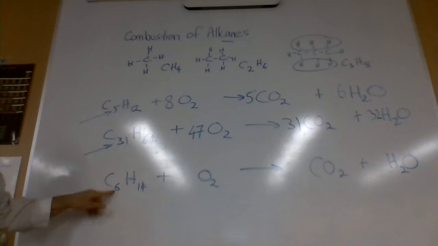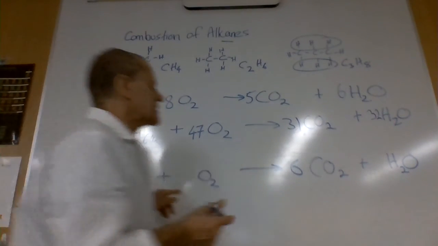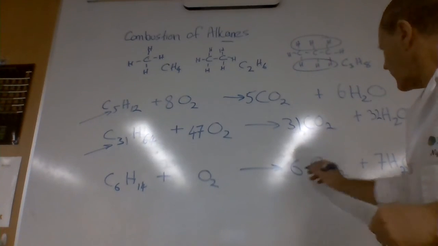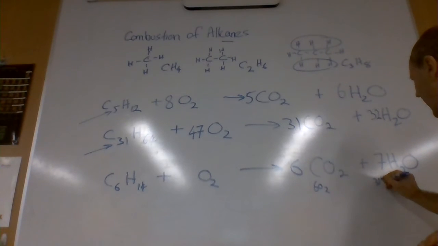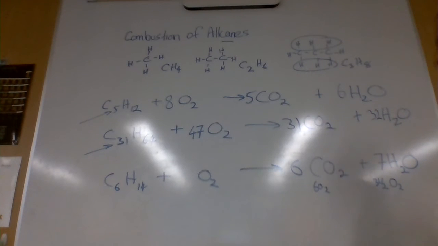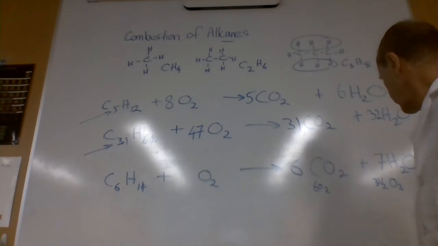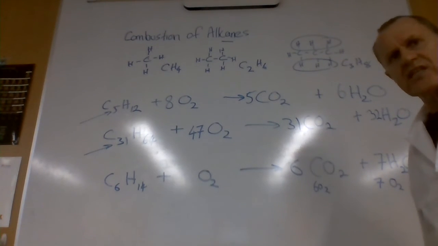So, C6, 6 carbons, 6 carbon dioxides, 14 hydrogens, so it's got 7 water here. Now let's work out how many oxygens: 6 O2 here, and 7 oxygens. So we've only got 7 oxygen atoms, so that's like 3.5 O2s, which I don't like. I don't like 3.5 O2s at all. I want a whole number. And so what I do, and it's really very simple, I don't want 3.5. I want the easiest way of getting a whole number. I want 7. In order to get 7 O2s, I need 7 times 2 oxygens.